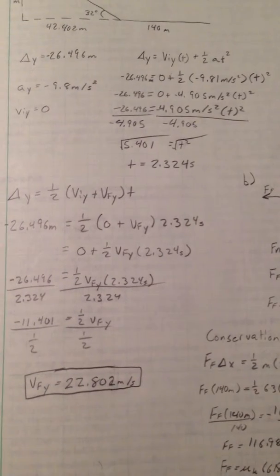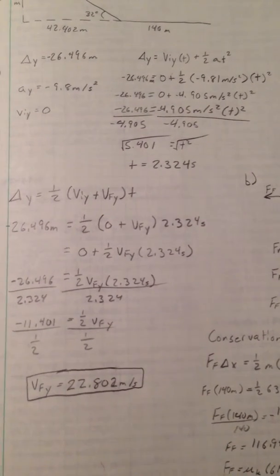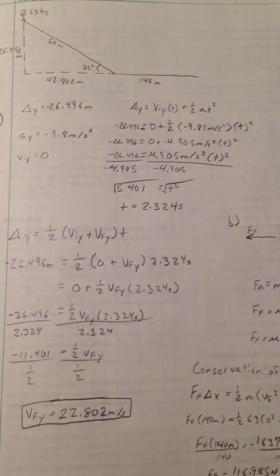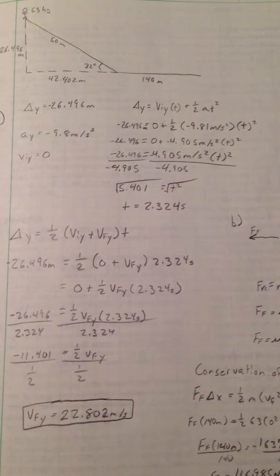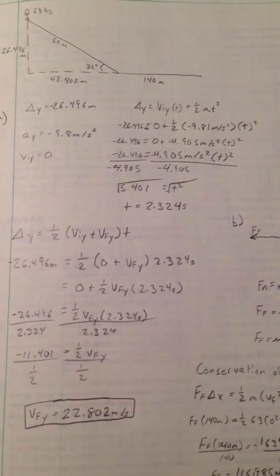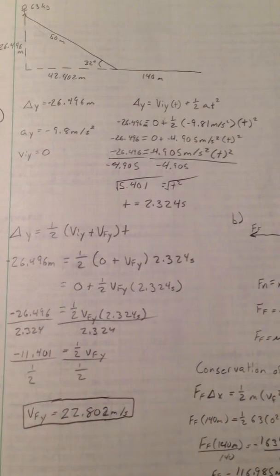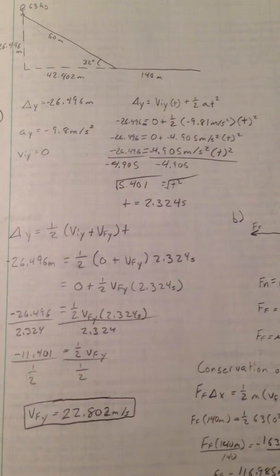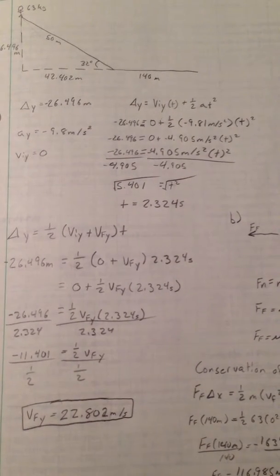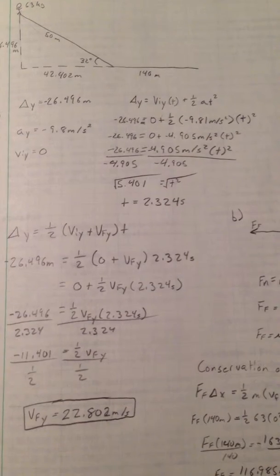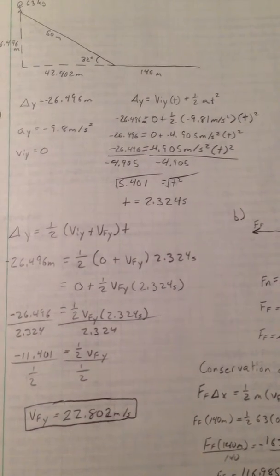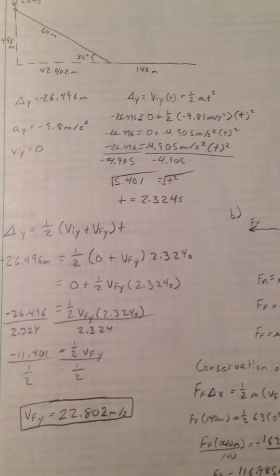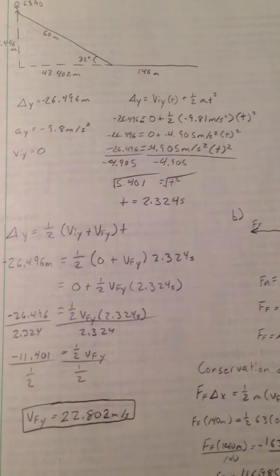You know delta y is negative 26.496, and you know that the initial velocity is 0 because he's at rest before he starts going down, and you know that the acceleration of him is negative 9.81 due to gravity. So you got to find time. You get everything to one side except for time, and then you end up getting t equals 2.324 seconds.